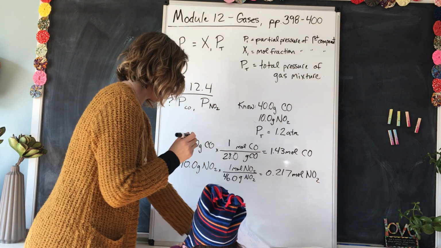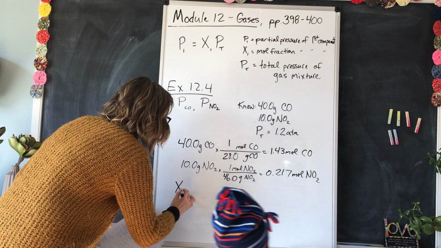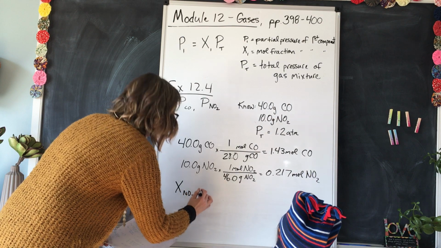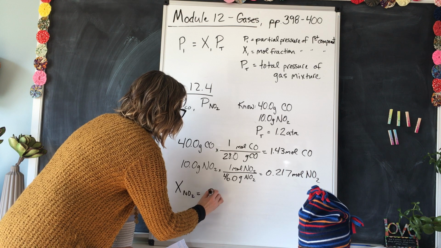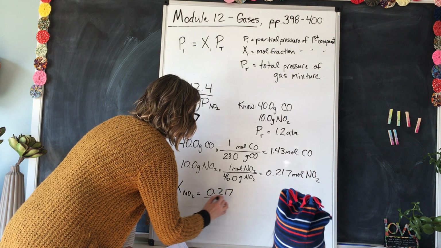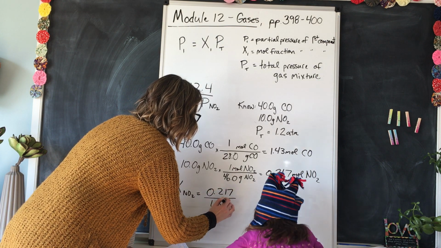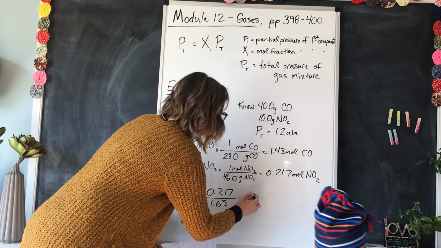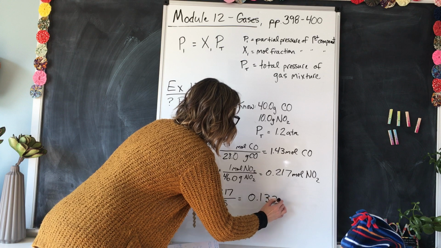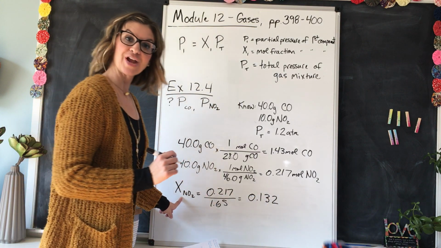Ha ha ha. Okay, so then the mole fraction for NO2 would equal the number of moles of the NO2, 0.217, divided by, we had 1.65 total moles, which was 0.132. So that's the mole fraction for NO2.